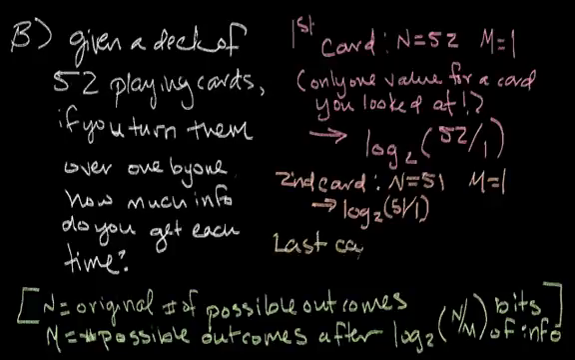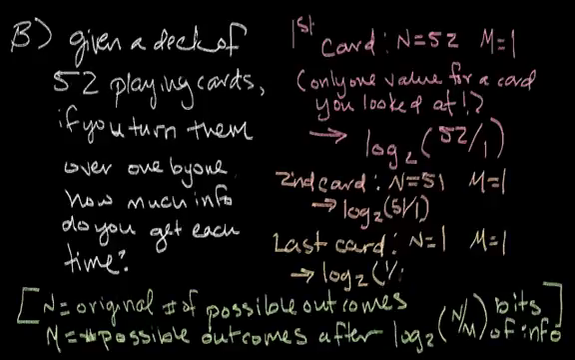For the last card, we have n is equal to 1 because there's only one card left, but just like the other cases, m is still equal to 1. So this gives us log base 2 of 1 over 1, which evaluates to 0. And that makes sense because you didn't receive any new information when you flipped the new card over because you'd already seen the other 51, so process of elimination says you knew what it was.